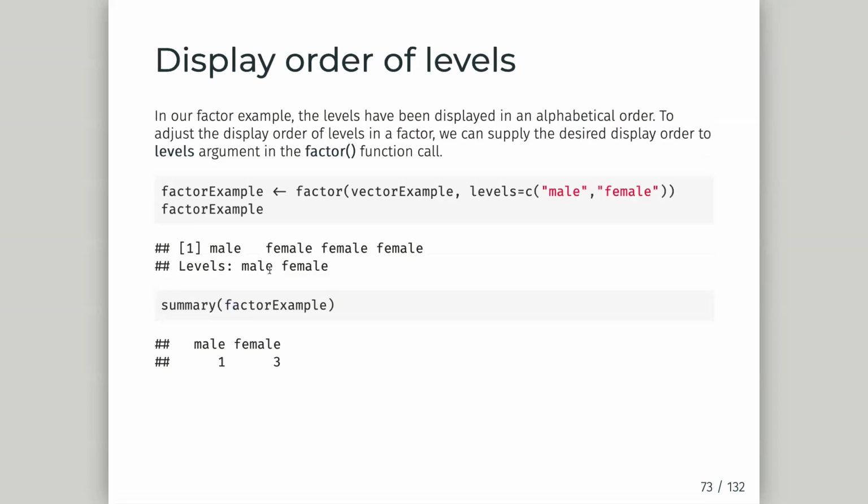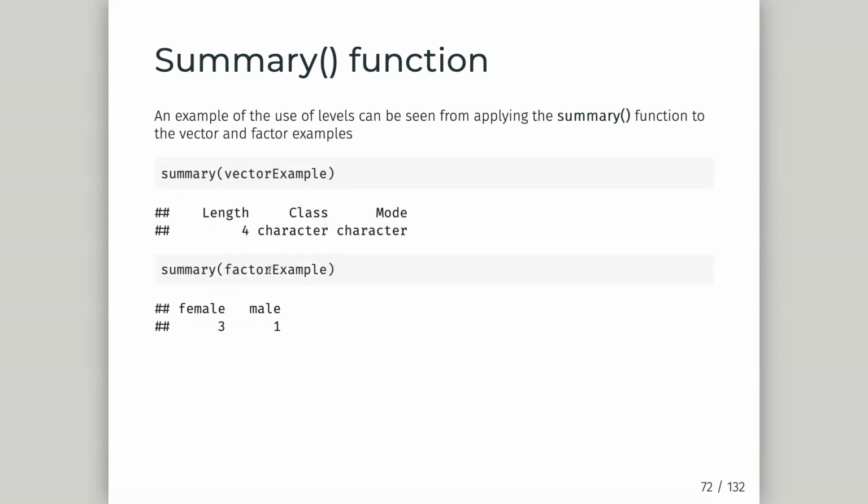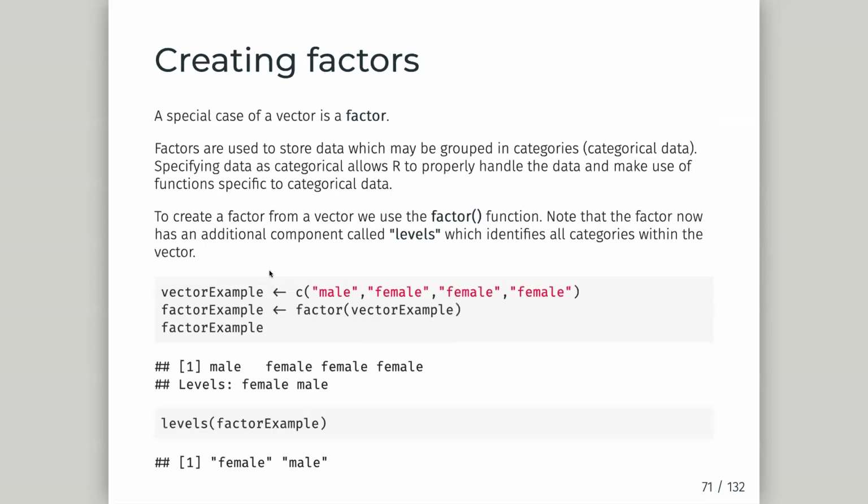In our factor, the levels came out female and male when we first looked. Does anyone have an idea why they came out as female and male? The order here. It's simple, it's alphabetical. It's very lazy, it just looks at the alphabetical. Even though male was the first entry, it wasn't working from left to right. Alphabetically, female came first and then male.